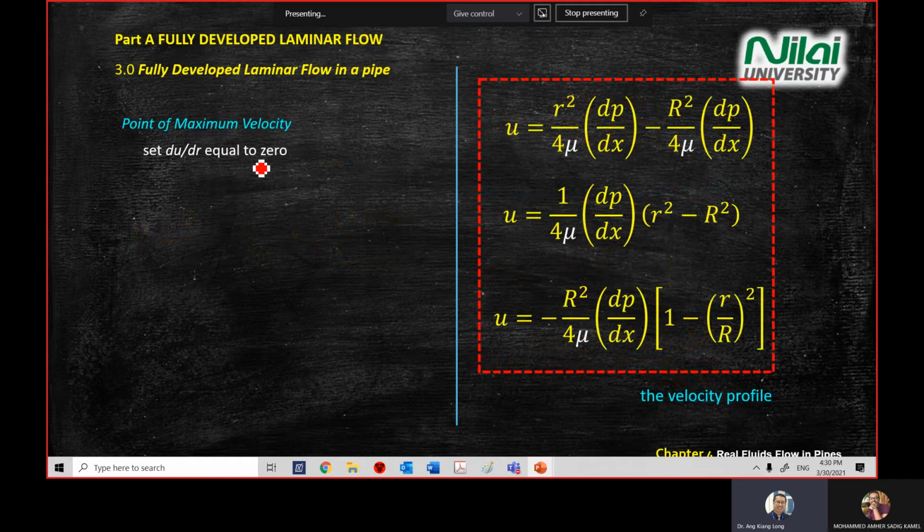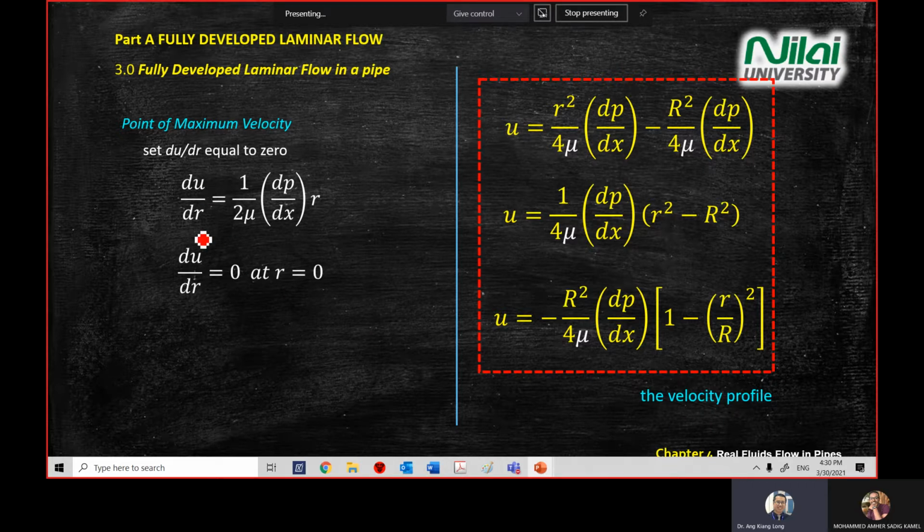Then from here in a pipe, you can find the maximum velocity. To find the maximum velocity, du over dr means that we differentiate the velocity profile on the right hand side here. Setting it equal to 0, we get the maximum value there. This is the boundary condition to get the maximum velocity. If you're using software to do analysis, this is one of them. We call it the boundary condition.